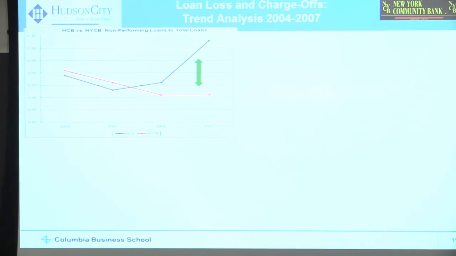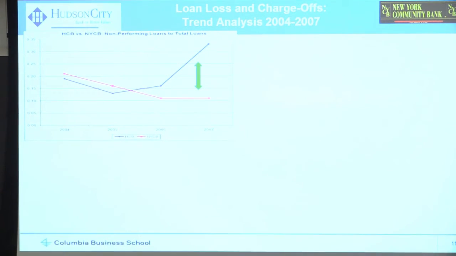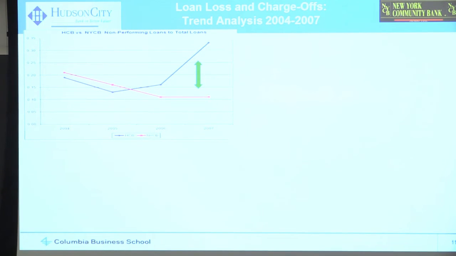And this is two local banks, Hudson City and New York Community Bank. So this is non-performing loans to total loans. And this is just as the crisis is starting. So the blue is the Hudson City and the red is New York Community Bank. And you can see here there's a big shift where the non-performing loans has gone up significantly for Hudson City Bank.